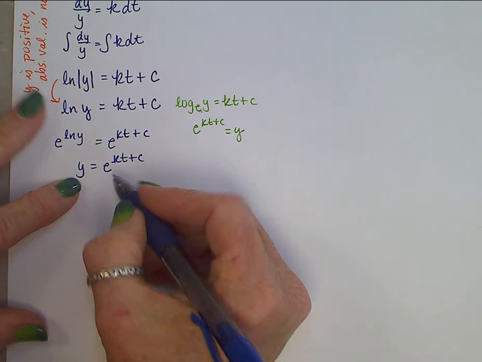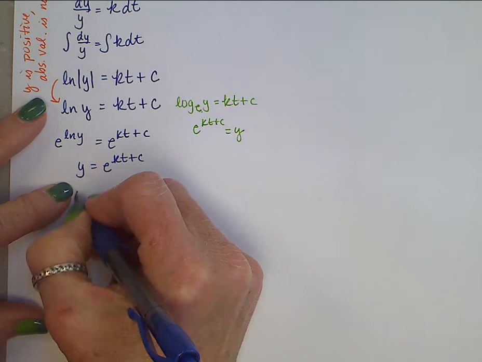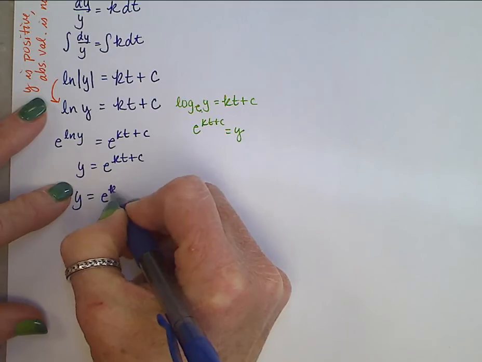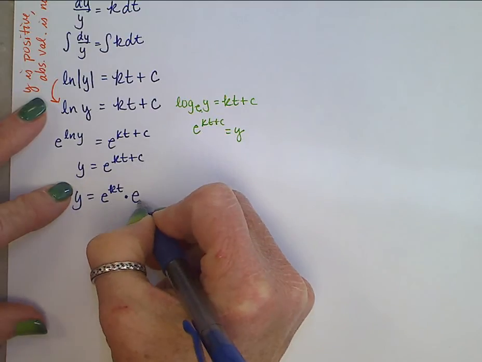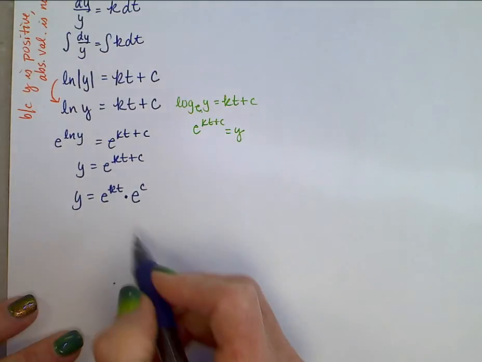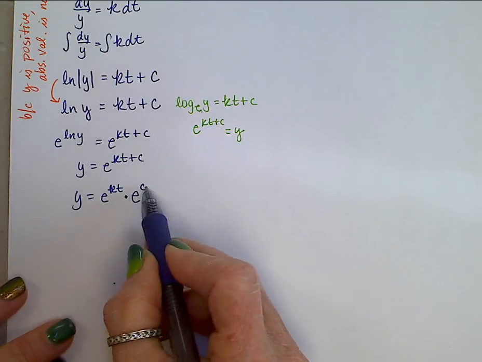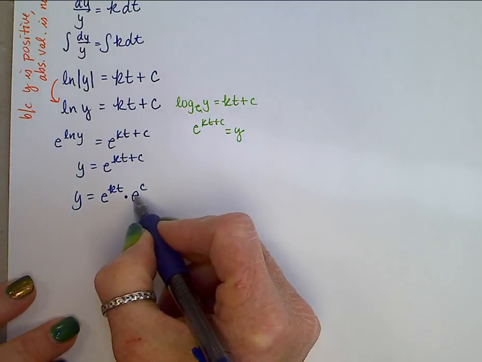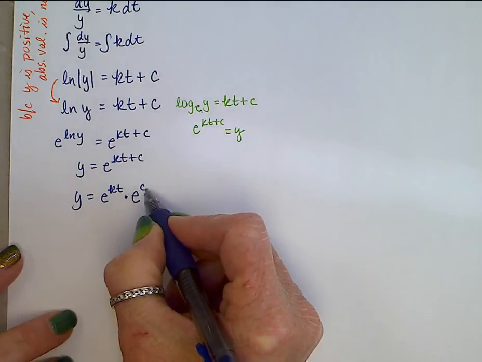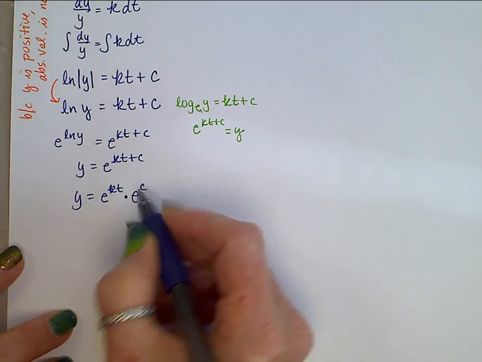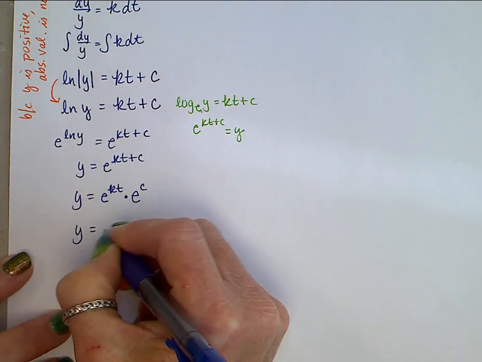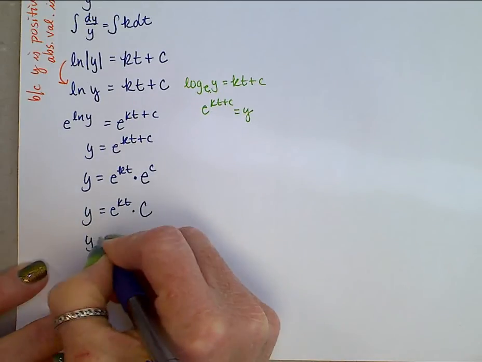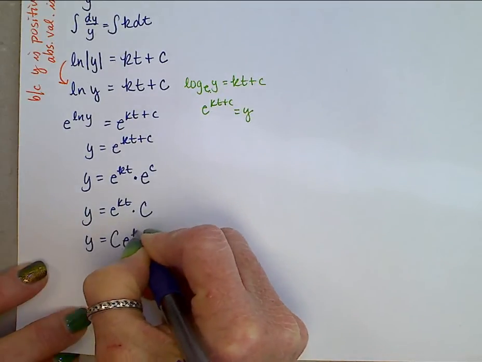Okay? Now, we need to think about this. Let's see. Y equals, oh, we can separate this. This is the same thing as e to the kt times e to the c, because when we multiply things with the same base, we can add the exponents. I just undid that. And then this e, that's 2.718 raised to some constant. That's just a different constant. So we have e to the kt times a different constant. And let's just rewrite it this way. Ce to the kt.